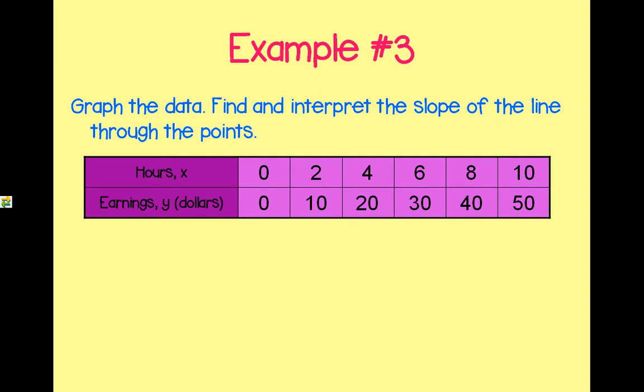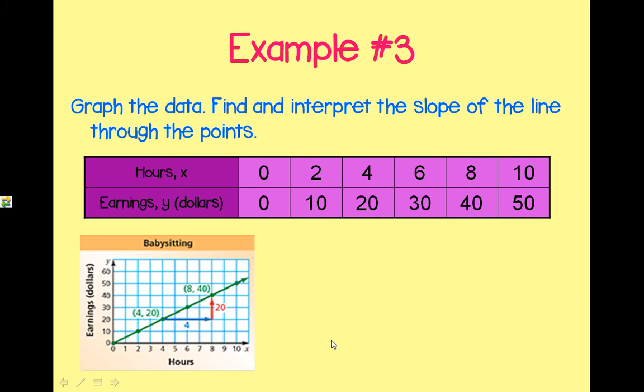Example number 3. We're going to graph the data, find and interpret the slope of the line through the points. I kind of hit on this when we talked about proportionality. This is a proportional relationship. We start at 0, count by 2's at the top, start at 0, count by 10's at the bottom. Everything is proportional. When you graph, you also see that it is a straight line going through the origin, which also shows that it is a proportional relationship.